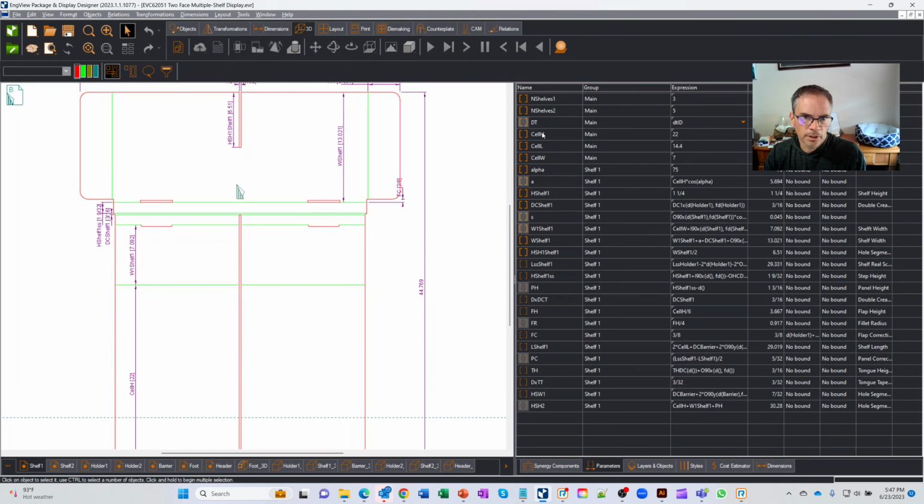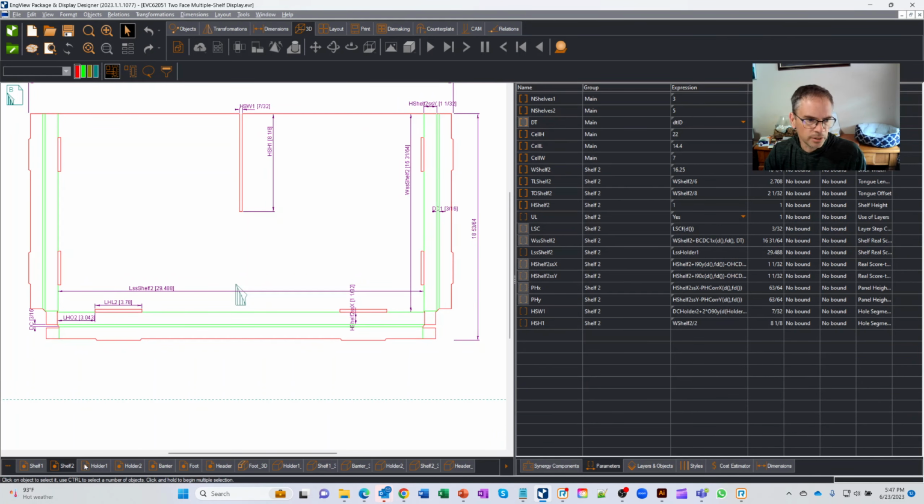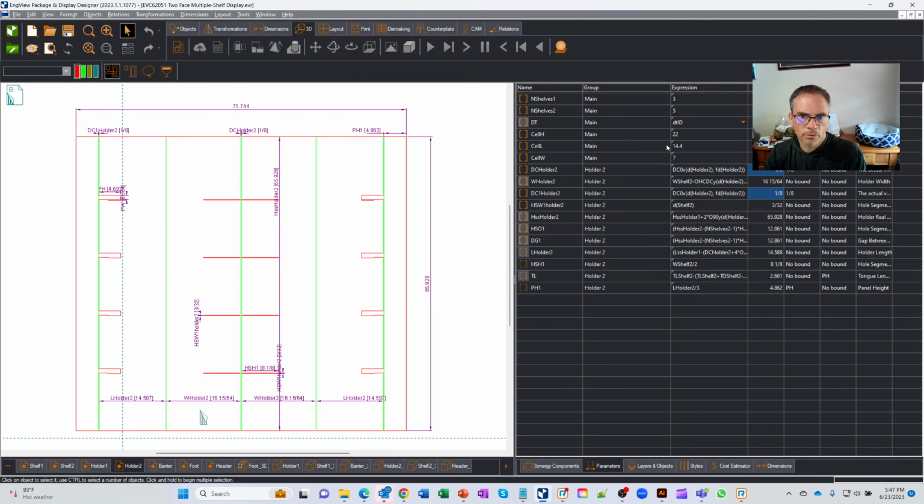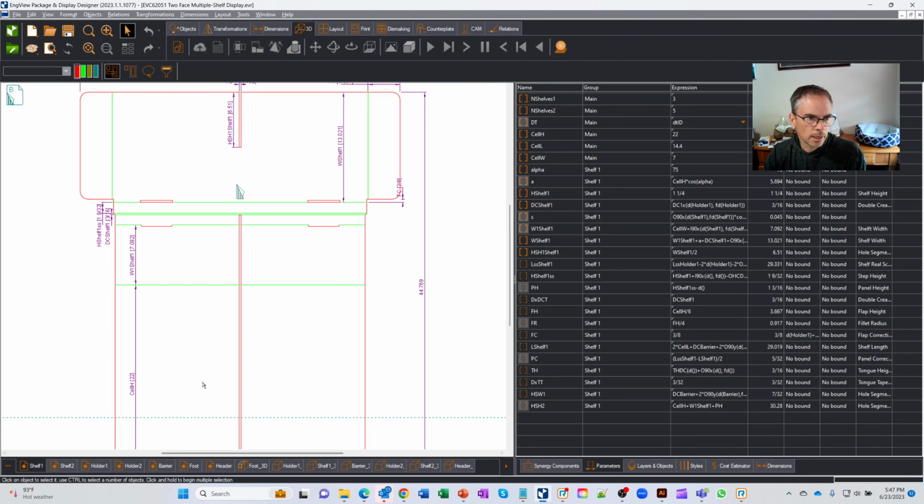And if you'll see, they carry over. So these are global variables. The same cell H is exactly the same cell H. So any of these tabs we change it in, see it's 22, it's 22, it's just carrying over to every single tab. So let's kind of go back and show how that one adjusts.